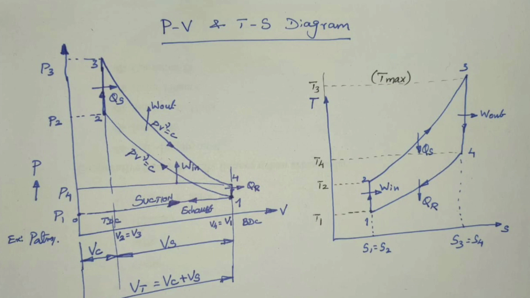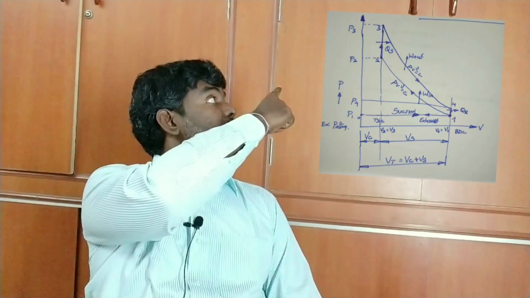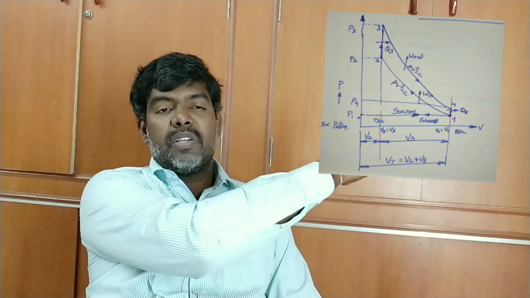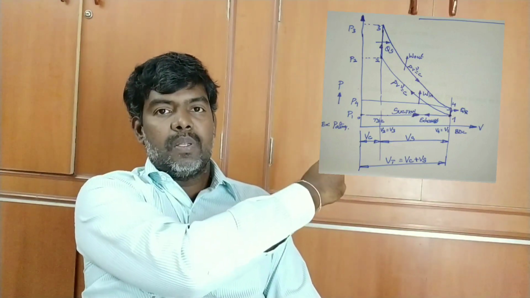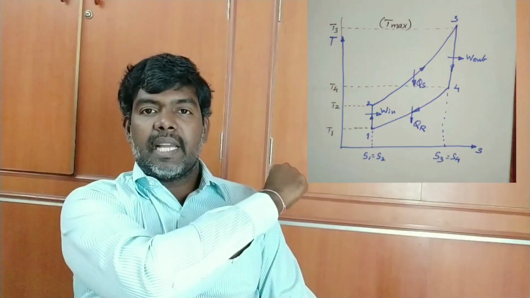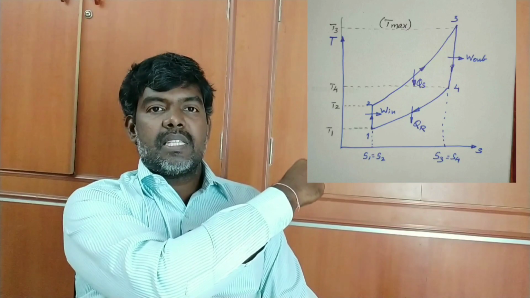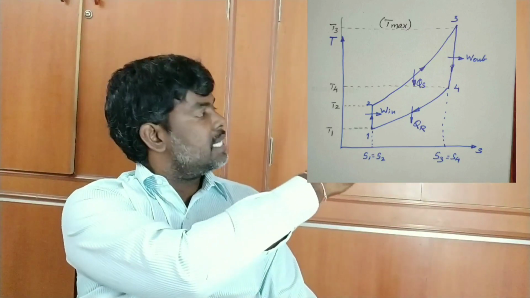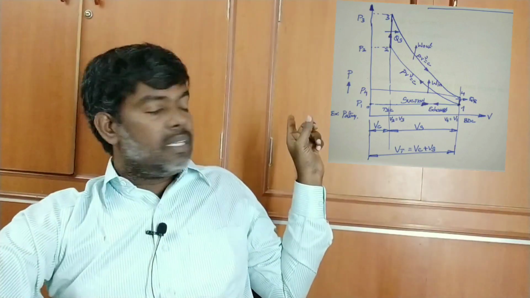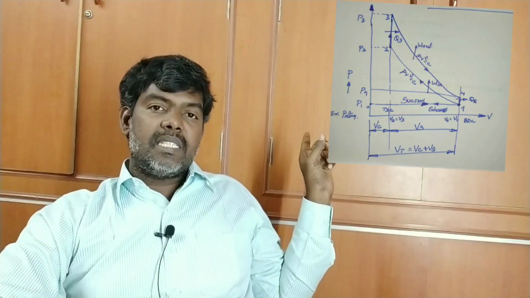They are shown in the PV and TS diagrams. In the PV diagram, the y coordinate is pressure and the x coordinate is volume. In the TS diagram, the y coordinate is temperature T and the x coordinate is entropy S. Now, in the PV diagram, the curves represent the processes.